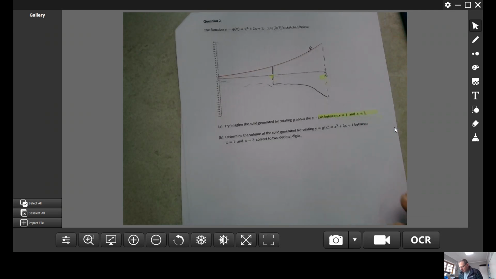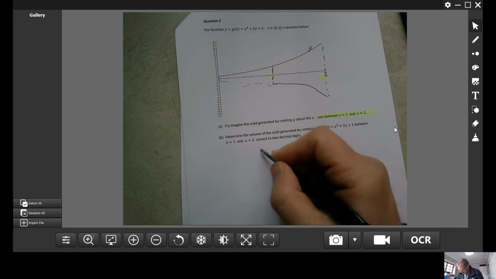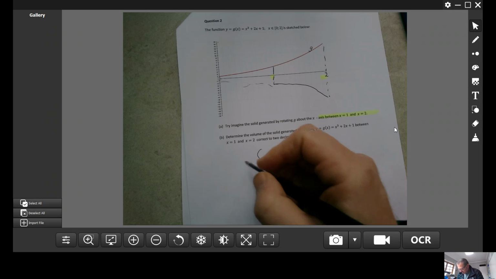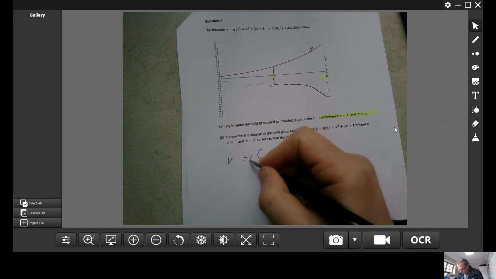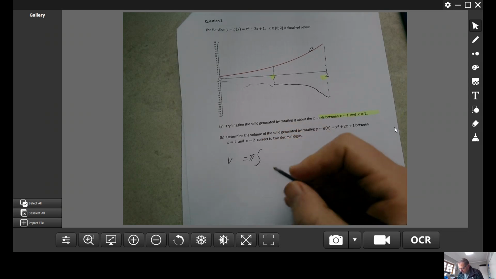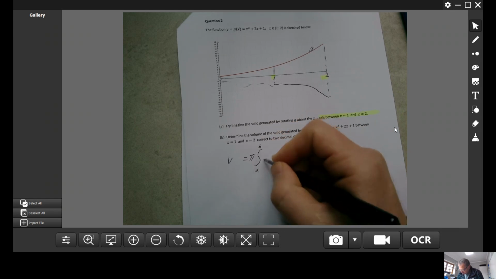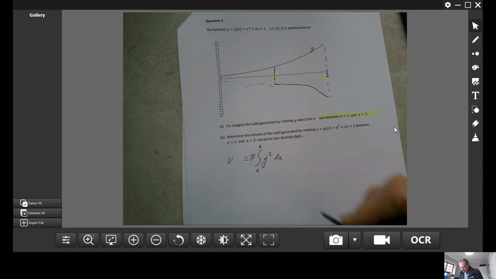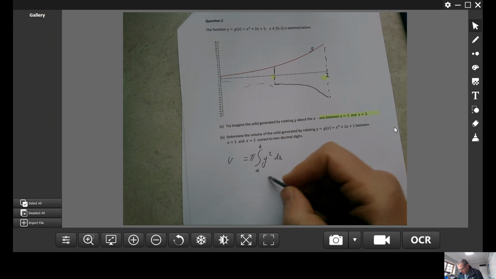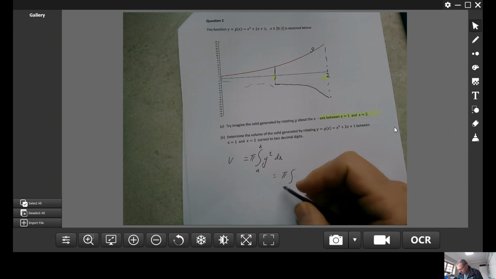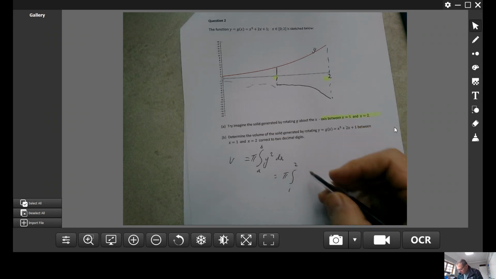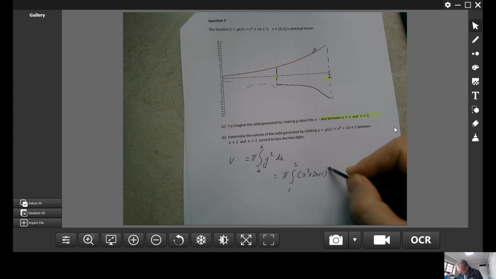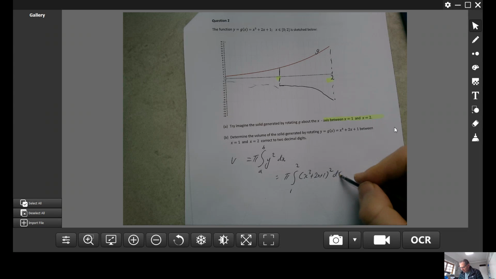Okay. So determine the volume generated by rotating it when x is equal to 1 and 2, corrected to 2 decimal digits. Okay. So you're going to go the integral. Let's just write the formula down so we don't make careless mistakes. Volume is going to be equal to pi, the integral between a and b, on the formula sheet it says y squared with respect to x. So it's going to be equal to pi integral between 1 and 2 of x cubed plus 2x plus 1. Don't forget to square it with respect to x.